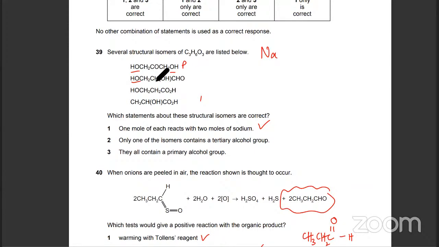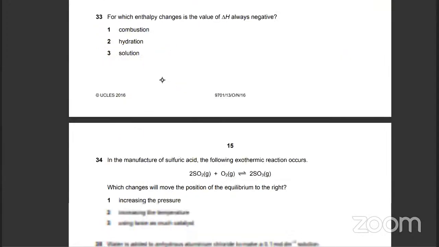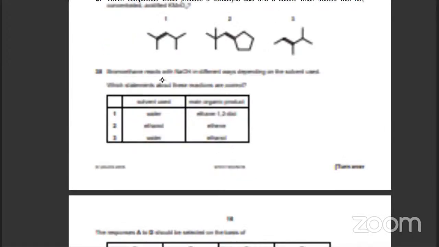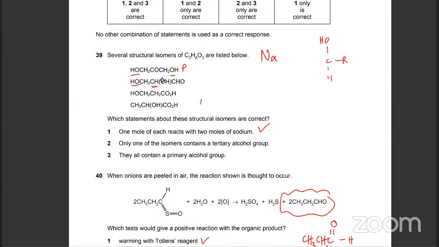How can I tell it's a secondary? Ye yaad rakh lo ke H se count kar lo. If you have an OH and there are 2 H's on the carbon atom, so always remember, count the H's. It's a lot easier to count the H's. If you have 2 H's, that's a primary alcohol. Secondary alcohol has 1 H. Or tertiary alcohol mein jo carbon hai, that's not going to have any hydrogens at all.